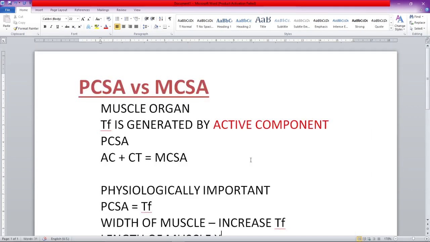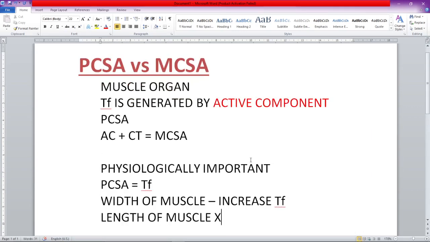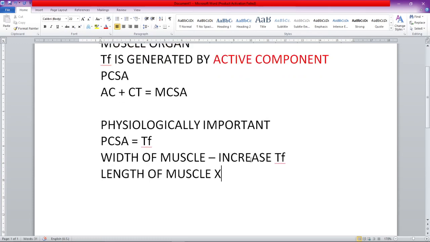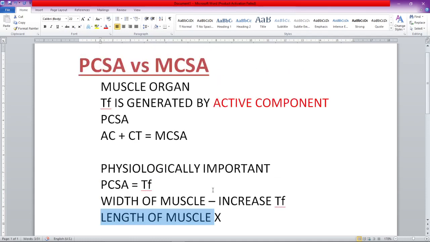So children, in this topic I'm just giving you the concept of the cross-sectional areas and the effect of the cross-sectional areas on the tensile force generation. The second concept we studied in this was the effect of the length of the muscle on the production of the tensile force. I hope you are clear.